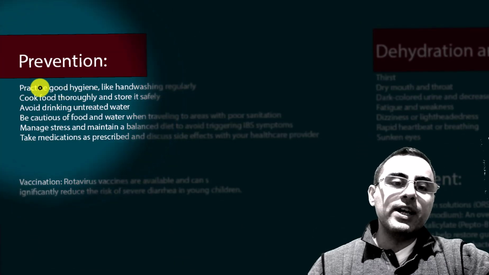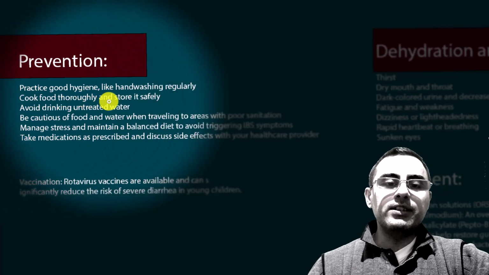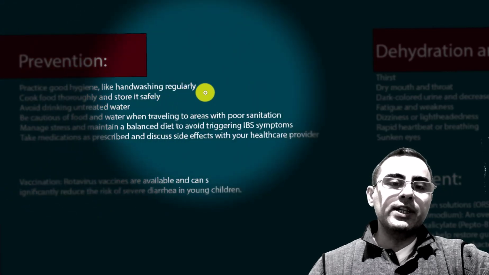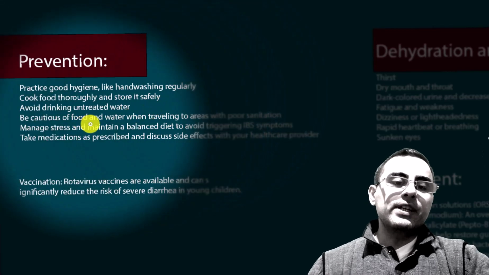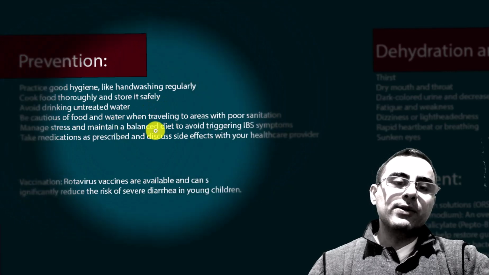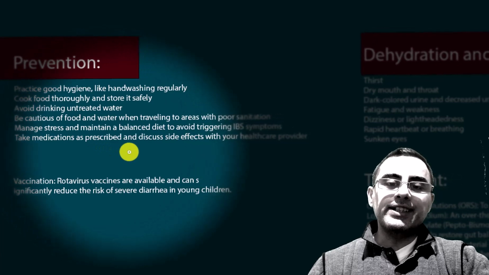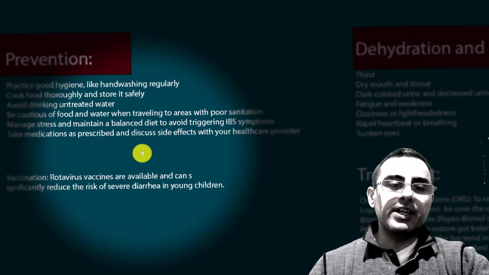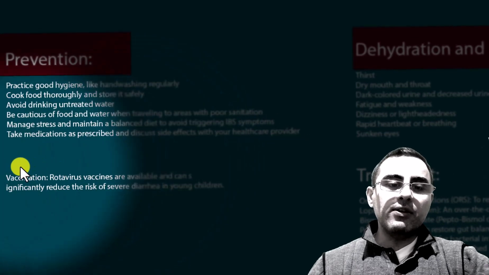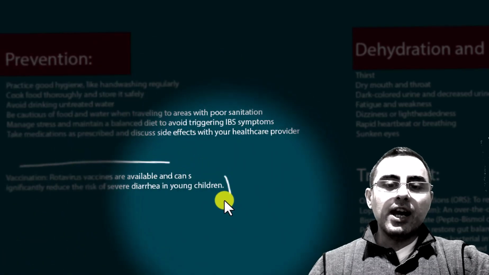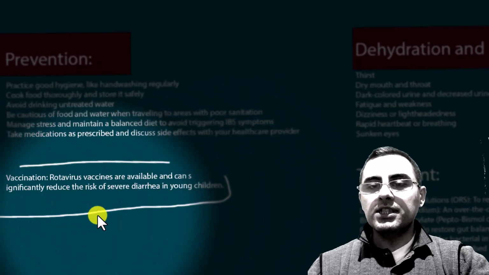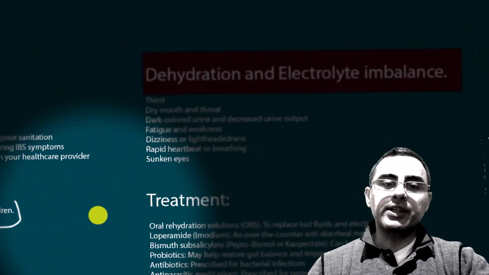Prevention of diarrhea is good hygiene practice like regular hand washing. Also, drink treated water and avoid unclean situations and poor sanitation. Vaccination against rotavirus is an important type of prevention, especially in children.